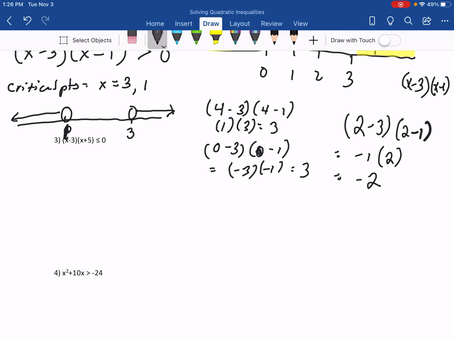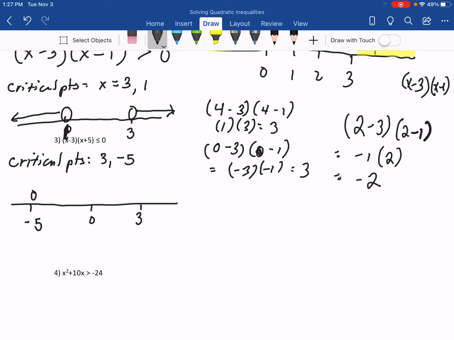Okay. Number 3 is already in factored form. From the factored form, we know the critical points are 3 and negative 5. So we'll make our sign diagram: negative 5, 3, and it's equal to 0 there. So we have x minus 3 times x plus 5.